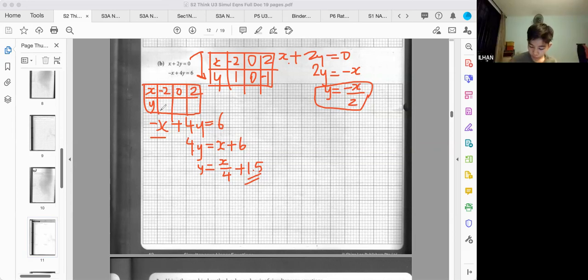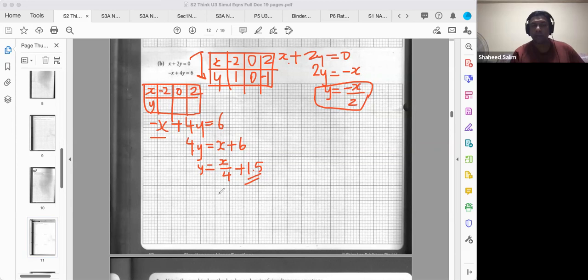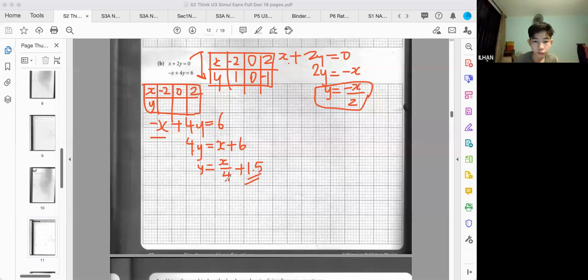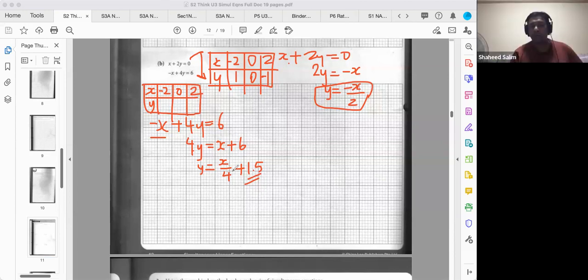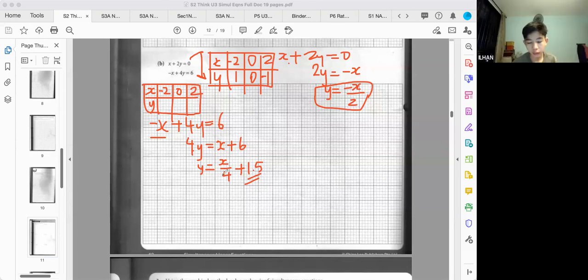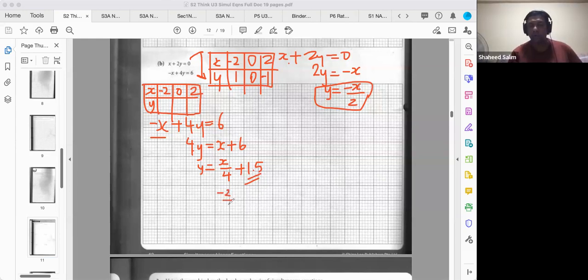Mr. Shahid, for the first answer is it -3? Yes. What's your value of x? x is -2. Minus 2 over 4, no? You must divide by 4. Oh, I make the x turn into the negative 2 first. So you get negative 2 over 4, right? Plus 1.5. So this one is minus 0.5. Plus 1.5. 1.